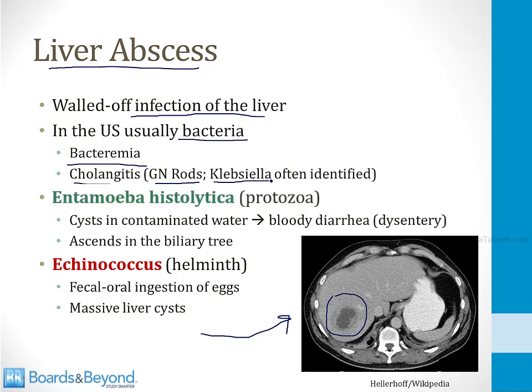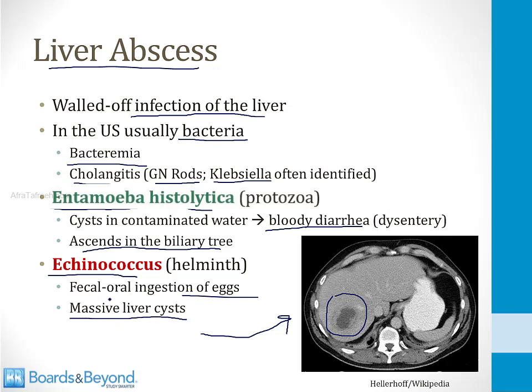There are two rare causes of liver abscesses that you should know, especially for step 1. The first is a protozoa called Entamoeba histolytica. I talk about this in the infectious disease modules, but if you consume cysts in contaminated water, you can develop dysentery, which is bloody diarrhea, and this protozoa likes to ascend in the biliary tree and then potentially cause an abscess. And then second is a helminth infection by echinococcus. Patients who get an echinococcus infection have fecal oral ingestion of eggs of the helminth, and they develop massive liver cysts.